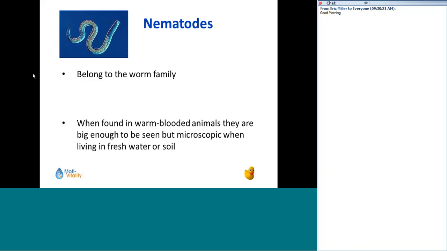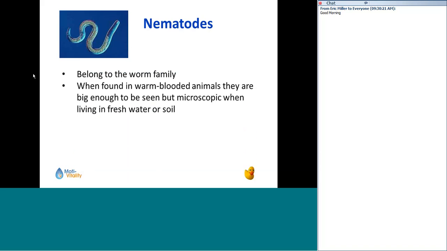Nematodes belong to the worm family. When found in warm-blooded animals, they're big enough to be seen, but they're microscopic when they live in fresh water or the soil. They produce a bad taste and odor. And a lot of them carry disease-causing bacteria. See, bacteria use other things to spread.